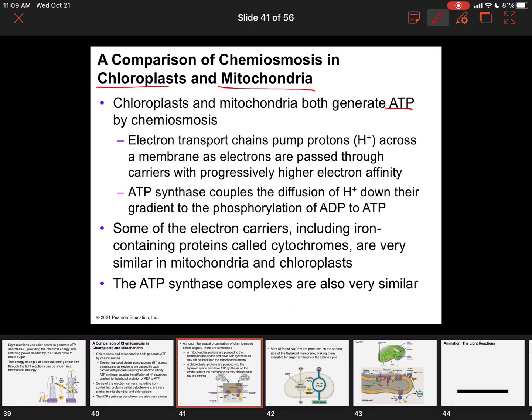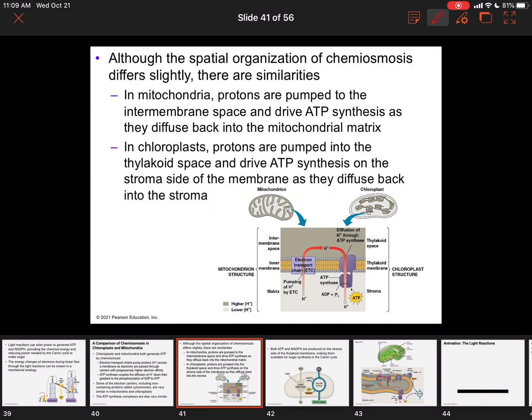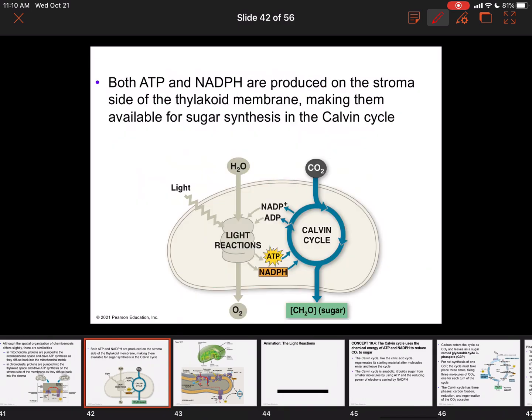We're going to kind of move on for time here. It says, although the spatial organization of chemiosmosis differs slightly, there are similarities. Just know that both of them are making ATP that is used to fuel these processes. So in the mitochondria, the protons are pumped out into that intermembrane space. In the chloroplast, they're pumped out into the thylakoid space. And that proton gradient is what creates that ATP that is made in those processes.